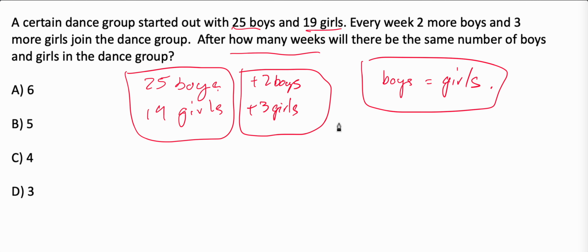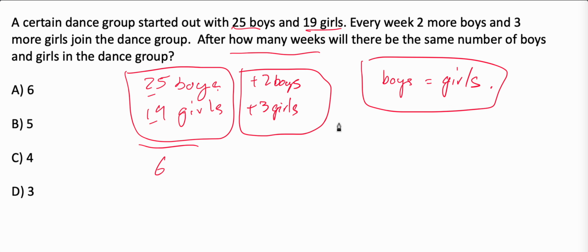So our starting point, you have 25 boys and 19 girls. So how many more boys than girls? You just take 25 minus 19, you have 6. So the starting point is you have 6 more boys than girls.